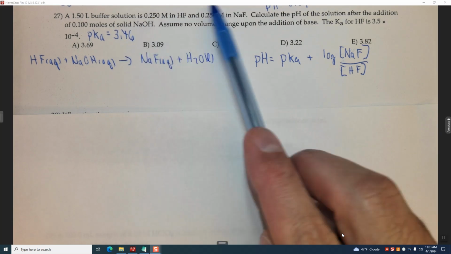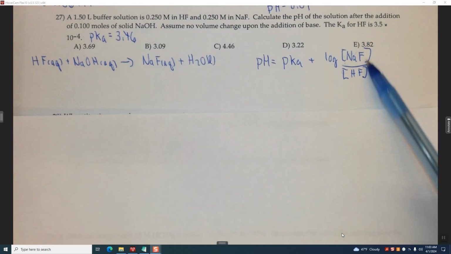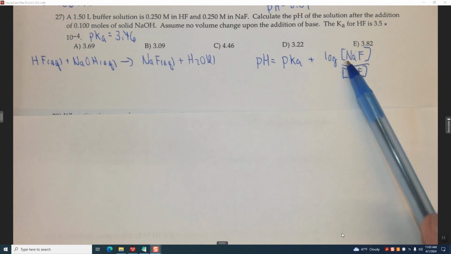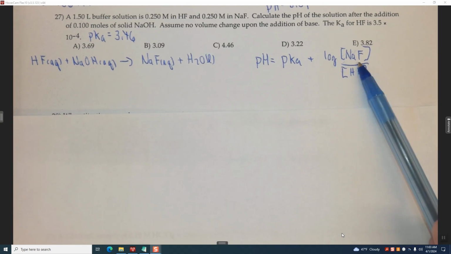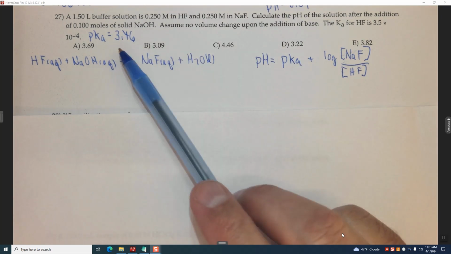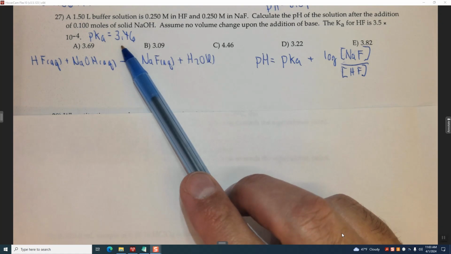Why? Because these two concentrations are exactly the same. If they are exactly the same, the ratio is 1, and then the log of it is going to be 0. So the pH is going to be equal to the pKa. So when we start, the pH is 3.46.